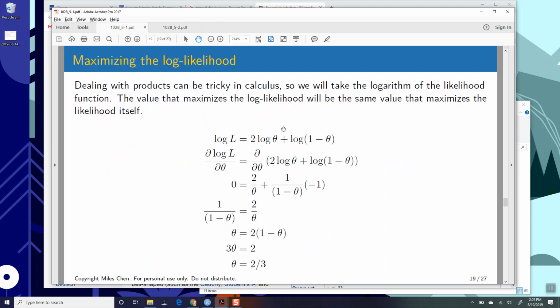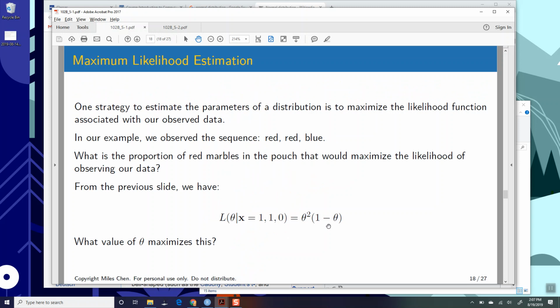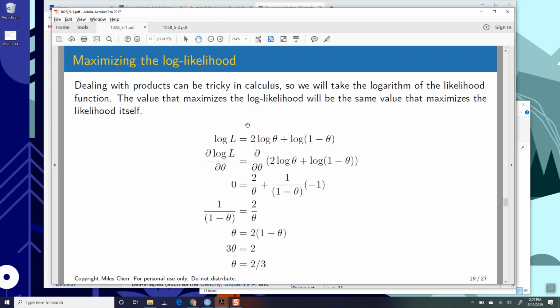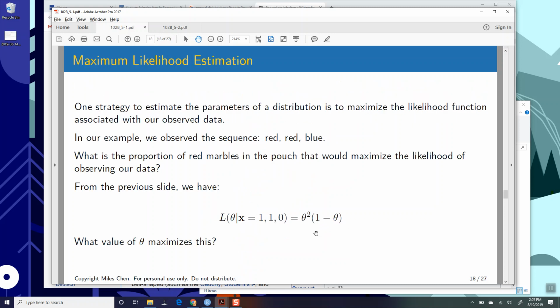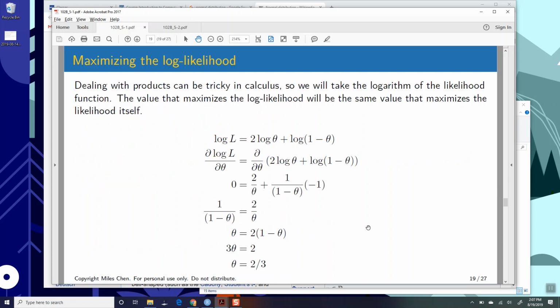And so rather than taking the product of theta squared times 1 minus theta, we take the log, okay? The value of theta that maximizes the log function is going to be the same value that maximizes the original function, because the log is monotonic, it's always increasing. If a is bigger than b, then the log of a is always bigger than the log of b. So we can be confident that the value that maximizes the log function will also maximize the original function. So then we use calculus. This turns every product into a sum. That's what logs do.